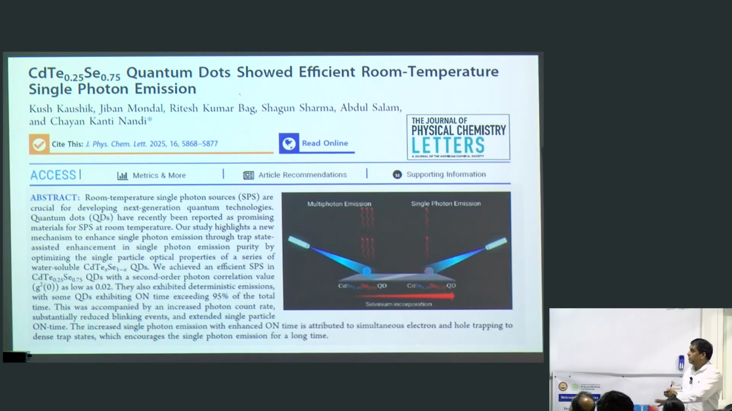Now I'll take another 5 or 7 minutes for another way of understanding, and one of the other important research fields, which is single photon emission. Room temperature single photon emission is rather important because it has a lot of applications in quantum technology, and I hope now everybody knows what quantum technology is.